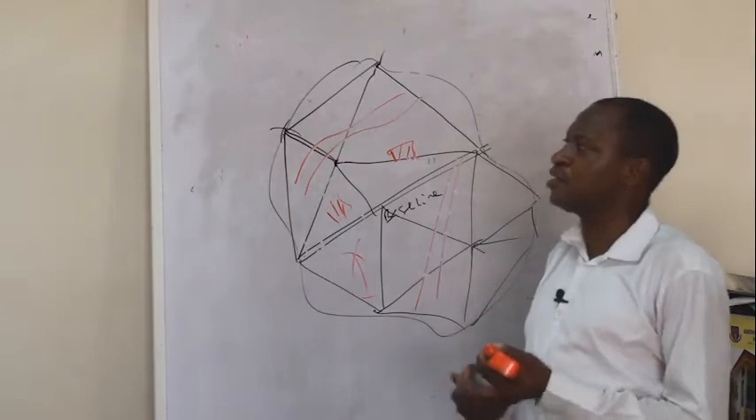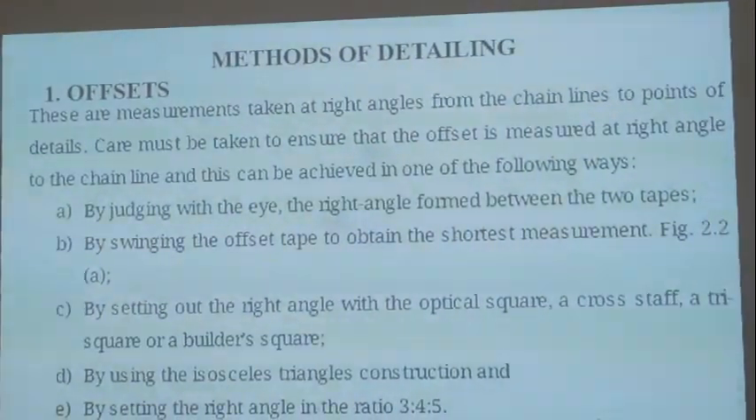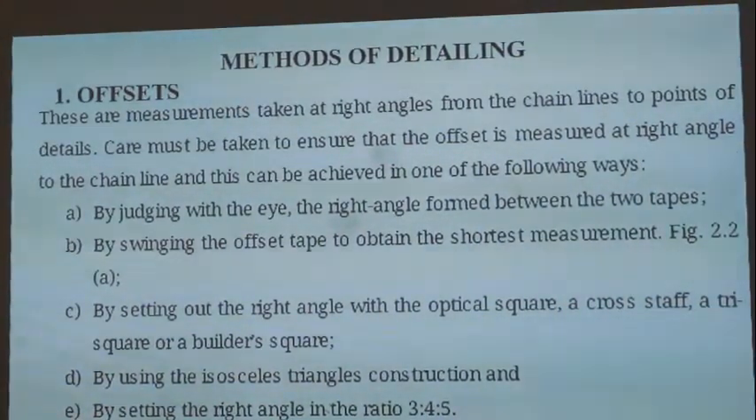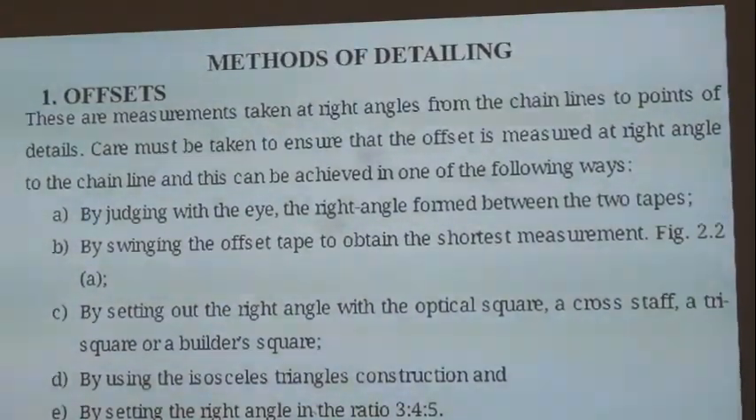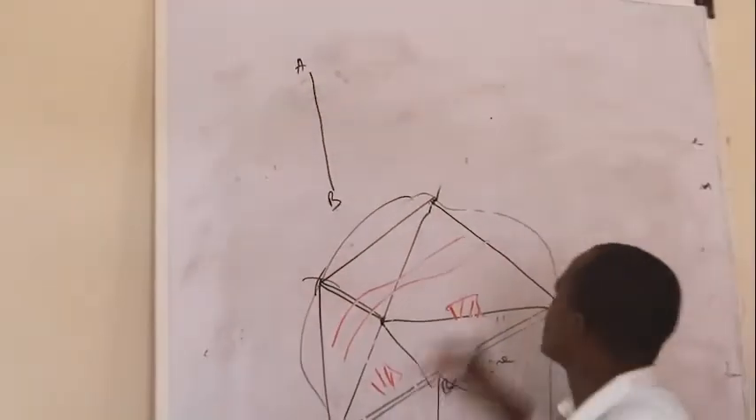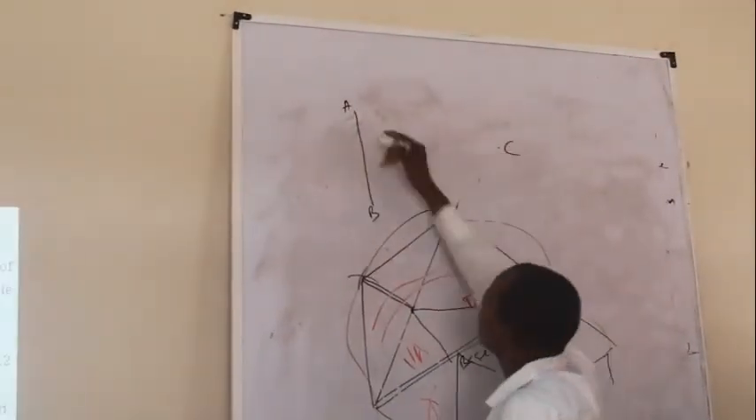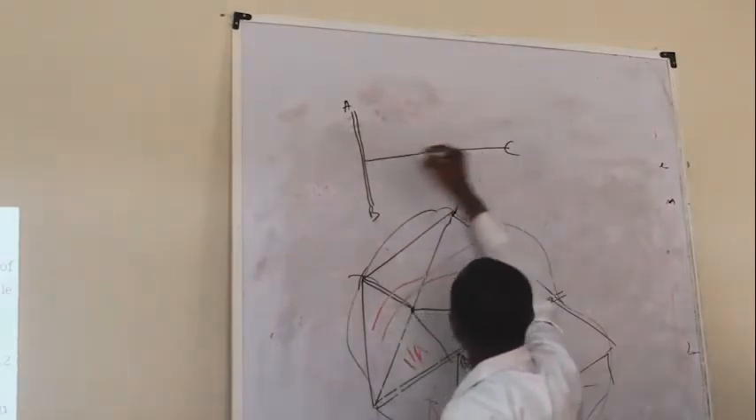So one of the methods is offset. When we say offset, it is just a measurement taken from a baseline at perpendicular. Let me give you an example now. This is a baseline, call it A, B. This position is a point you want to fix, call it C. You don't know this position, you want to represent it. So from this baseline, which you know, take a measurement that goes perpendicular.